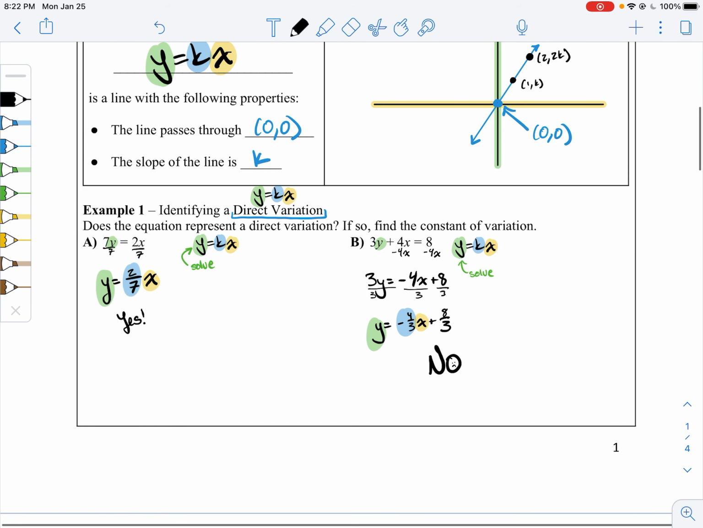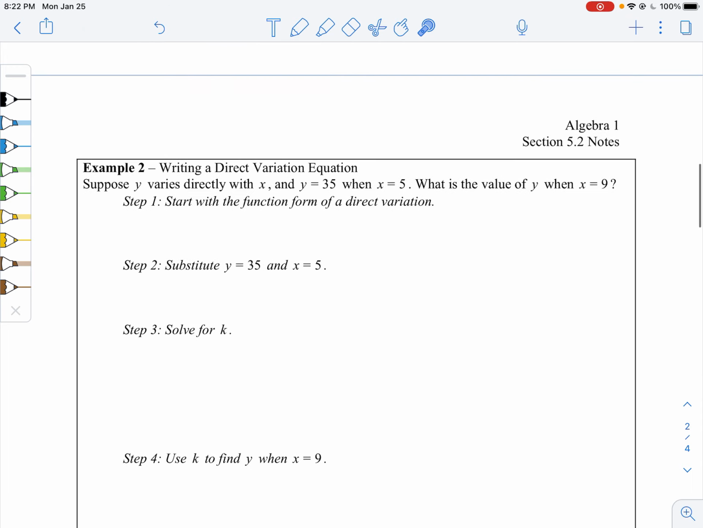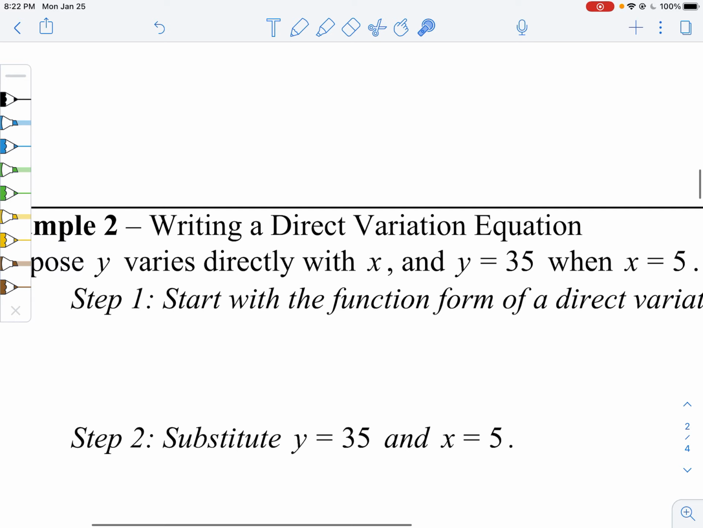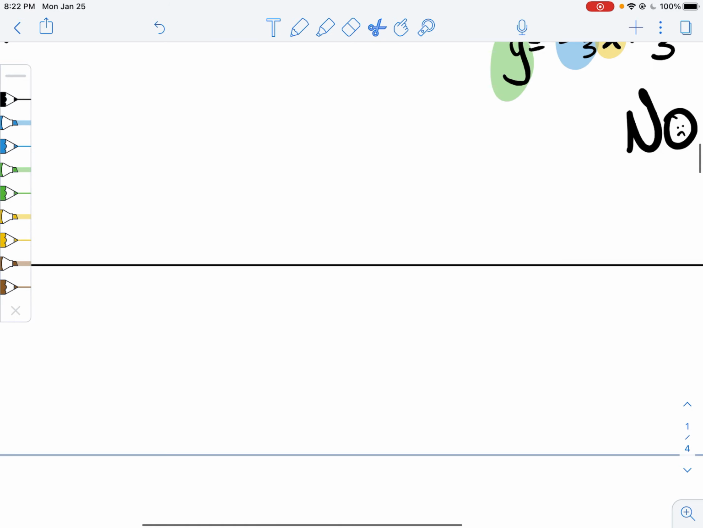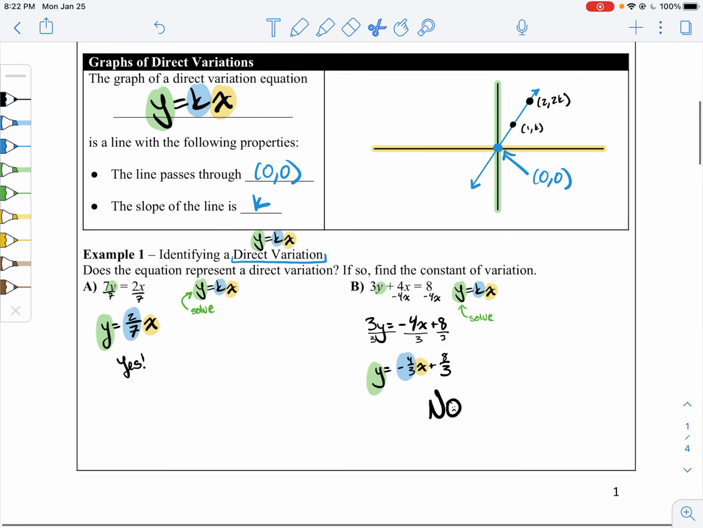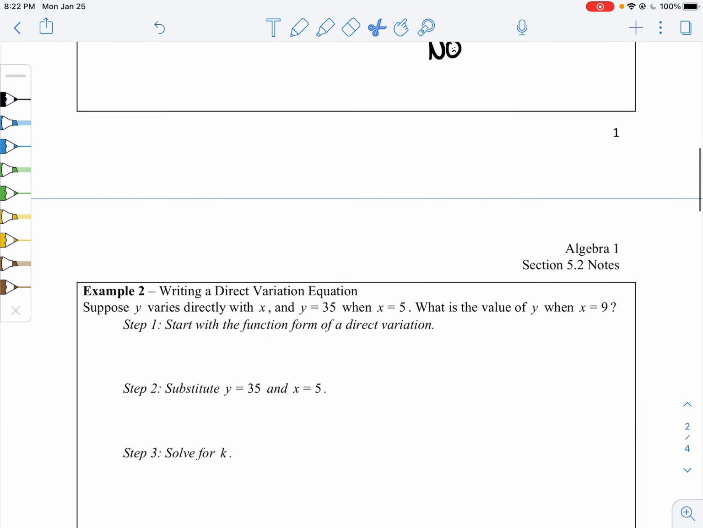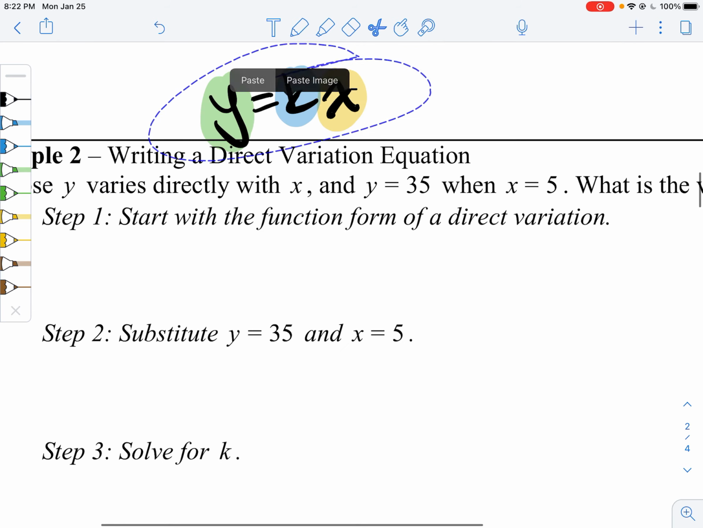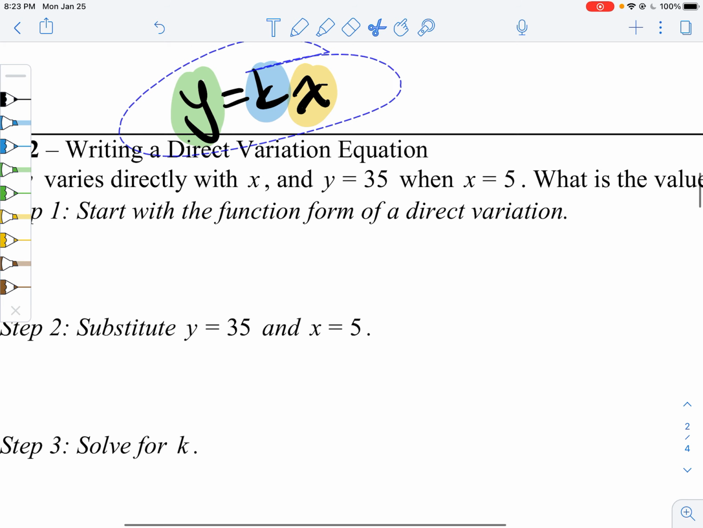Okay, so that's how to check: is it a direct variation? Does it follow y equals kx? Okay, cool. Well, what if we have information and we need to write a direct variation equation? Let's copy our y equals kx for a direct variation down here so we know our pattern.